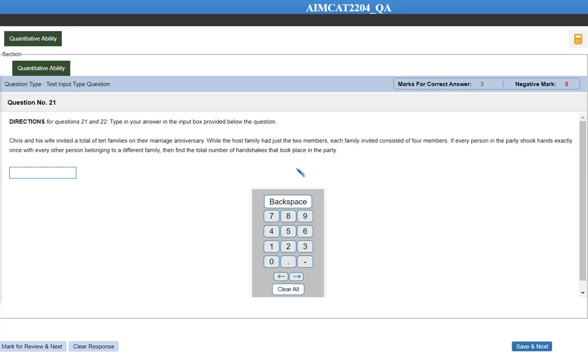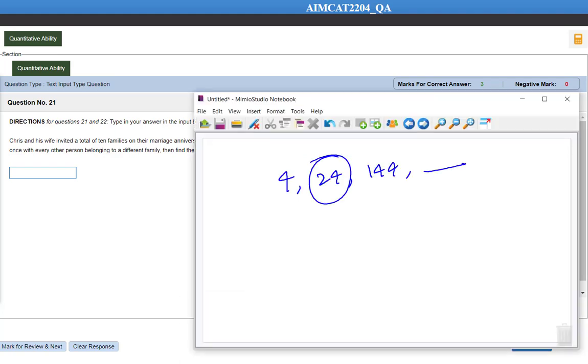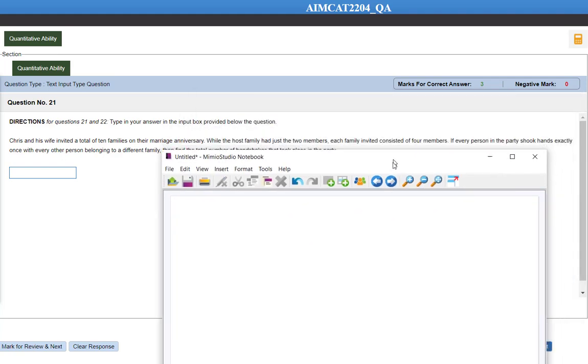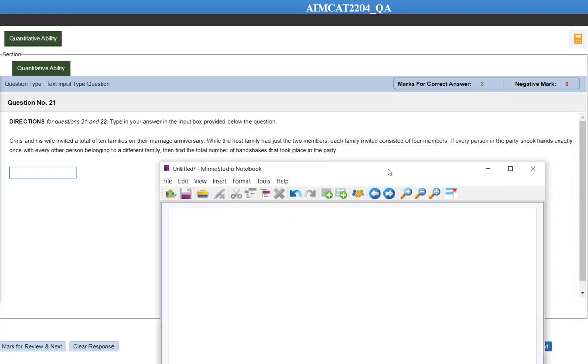This question looks difficult because one family is having 2 members and the other 10 families are having 4 members. Okay, so what we'll do is let's keep the host family away, don't consider the host family. So family 1, family 2 till family 10. These are 10 families which are invited. So 10 into 4, that is equal to 40 members.